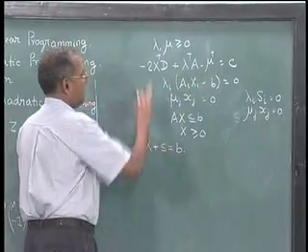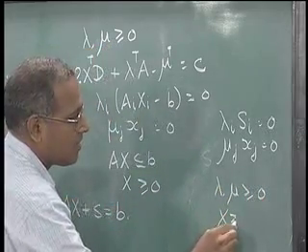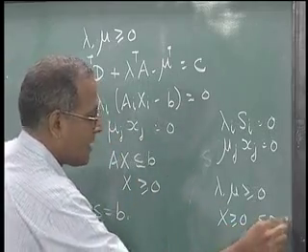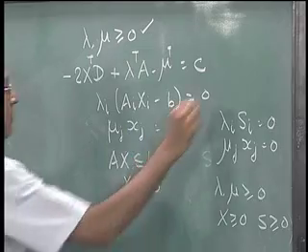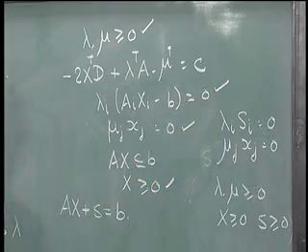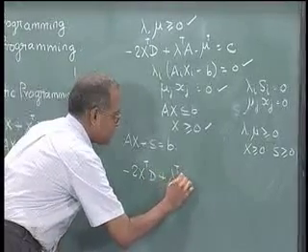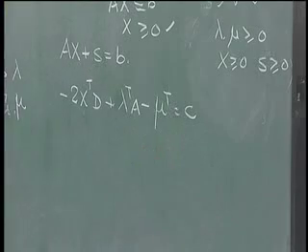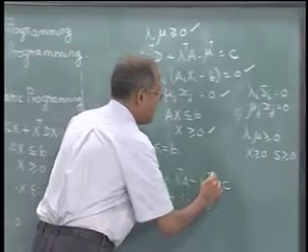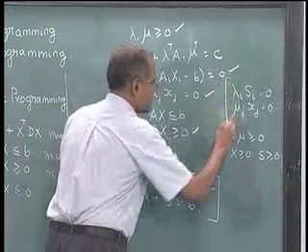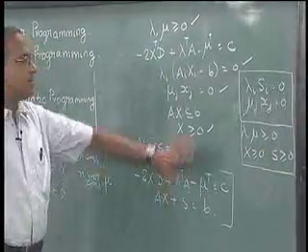So, now the Kuhn-Tucker conditions will become, now lambda, mu greater than or equal to 0 comes from here, x greater than or equal to 0 is already here, and s greater than or equal to 0 has happened because we have introduced this s such that Ax plus s equal to b. So, we have now used all of these. Now the Kuhn-Tucker conditions reduce to minus 2x transpose d plus lambda transpose a minus mu transpose equal to c, and we have Ax plus s equal to b. So, Kuhn-Tucker conditions now reduce to this plus this plus this.